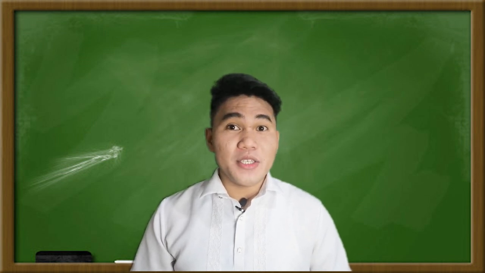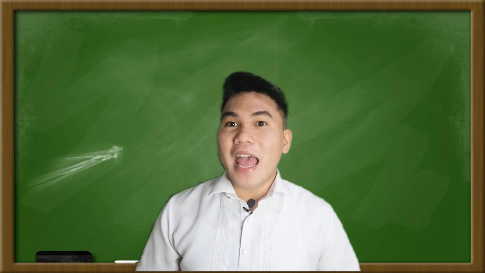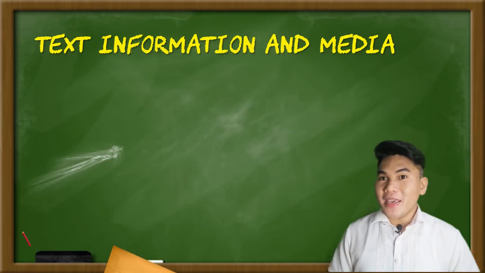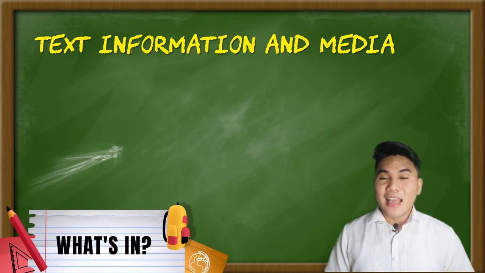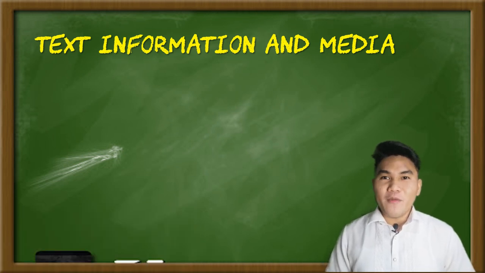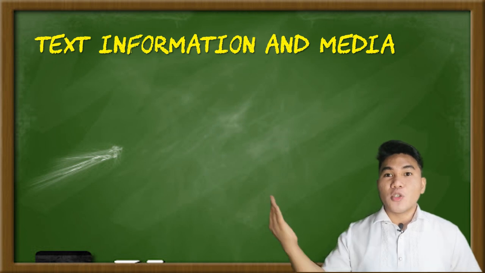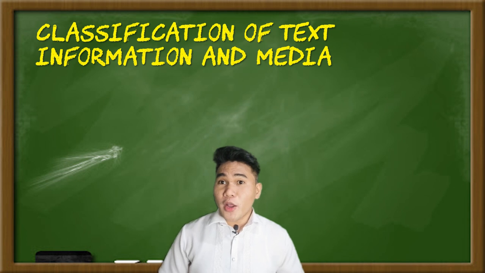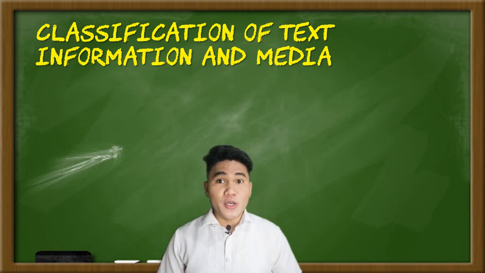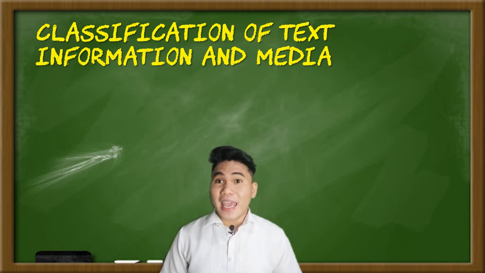If that is your answer, let us find out if your understanding is correct. This topic, we discussed the different sources of text information. Text information can be found in print media, such as books, newspapers, and magazines. Do you still recall the two classifications of books or stories in your previous topic in the 21st century literature?